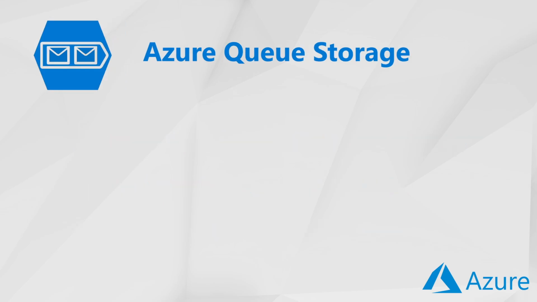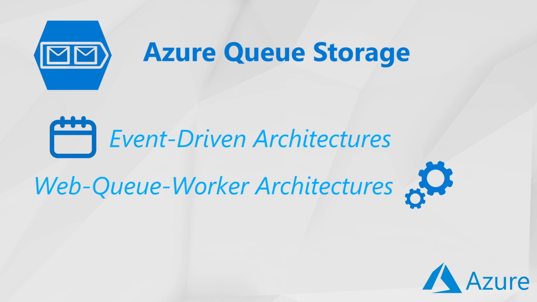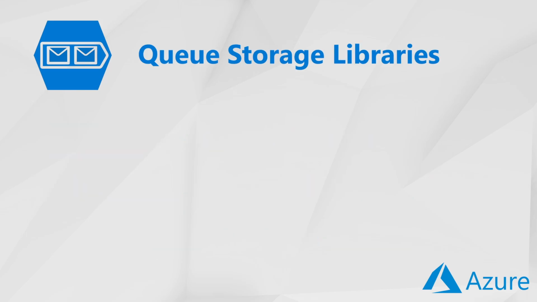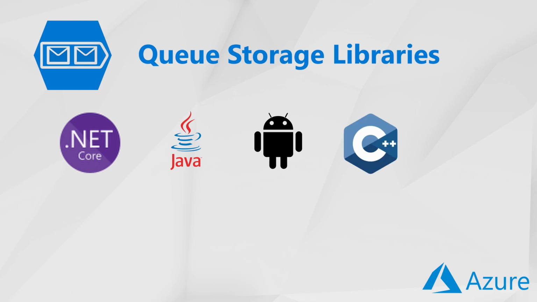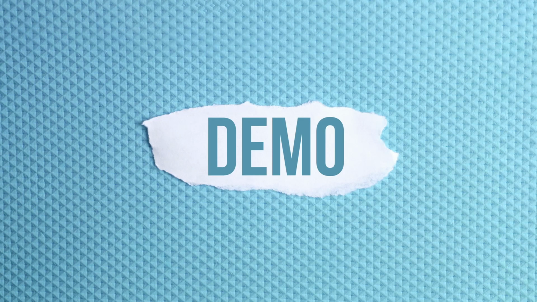Queues can be integrated with event-driven architectures to process messages asynchronously in a queue worker, following a web queue worker architecture style. Additionally, queues can be used for processing large amounts of data, such as load files. Azure Queue Storage Client Libraries: .NET, Java, Android, C++, Node.js, PHP, Ruby, and Python. Without further details, let's go to the demo.